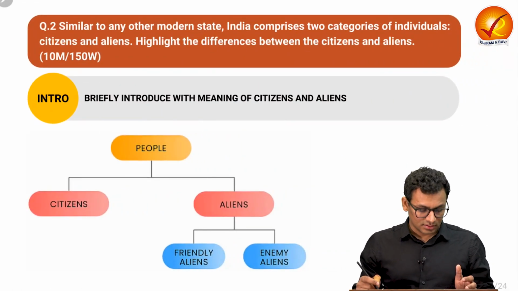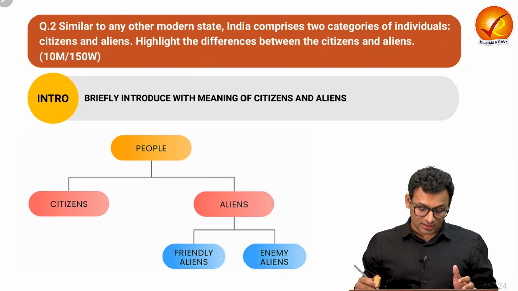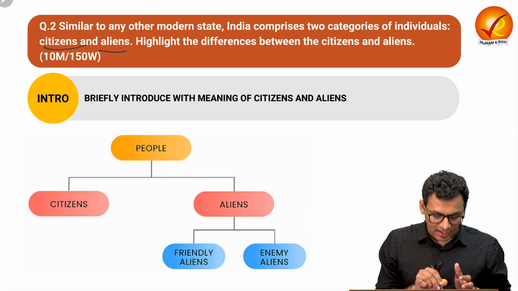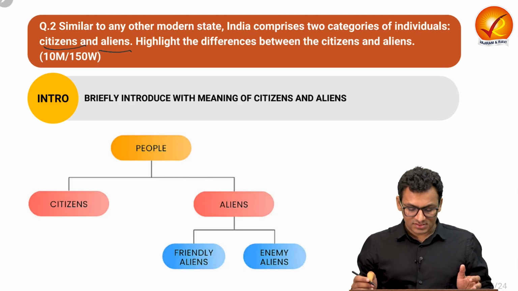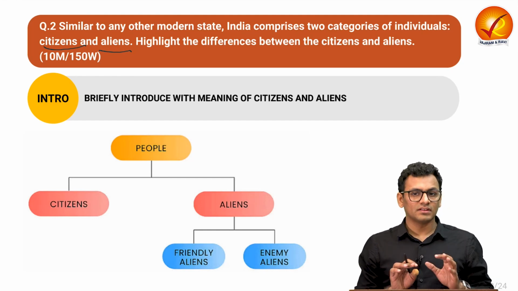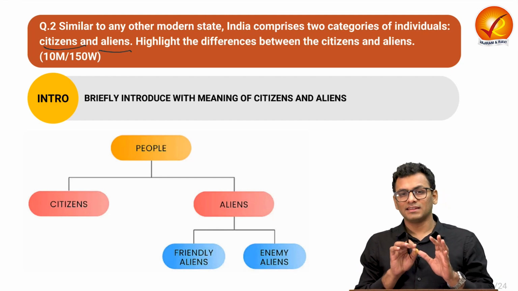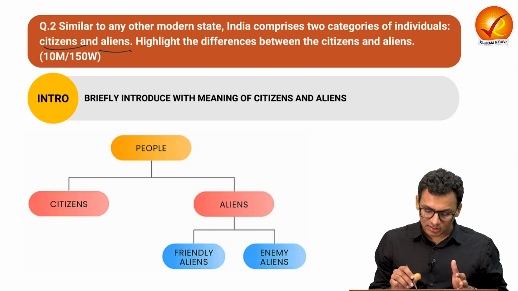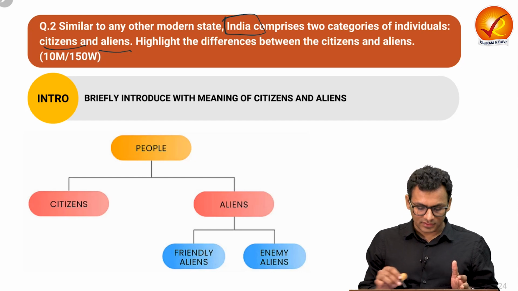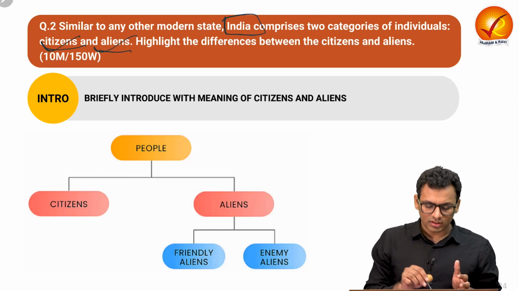Let's read the question together. Similar to any other modern state, India comprises 2 categories of individuals, citizens and aliens. Highlight the difference between citizens and aliens. So the question is again very straightforward. We do have an understanding that any resident that India caters to is of 2 categories. Firstly, they are citizens, or they are aliens.